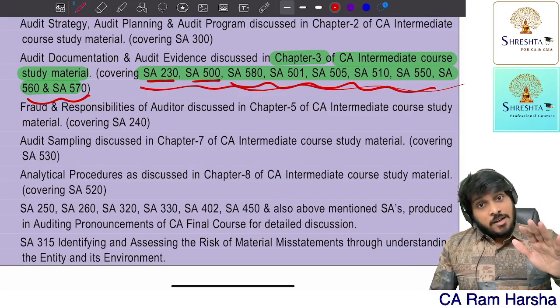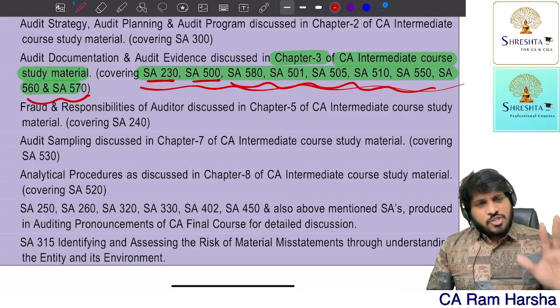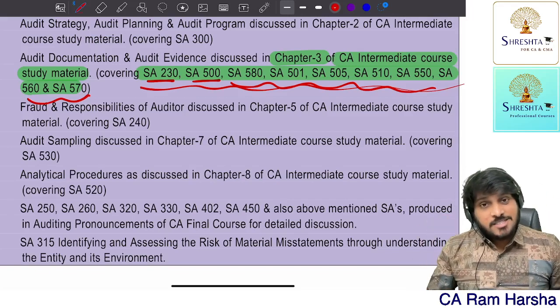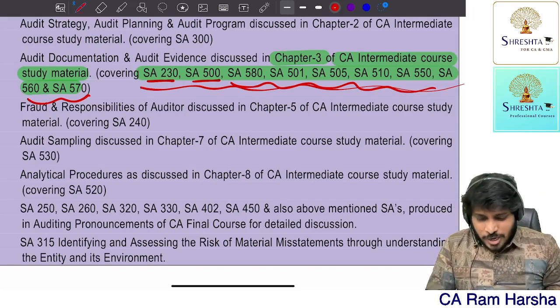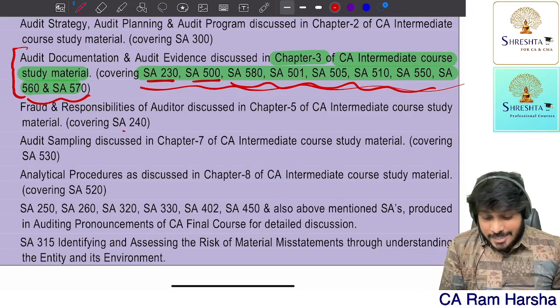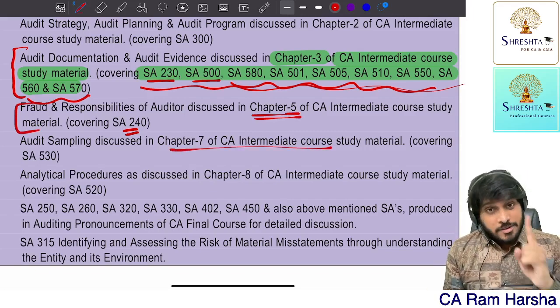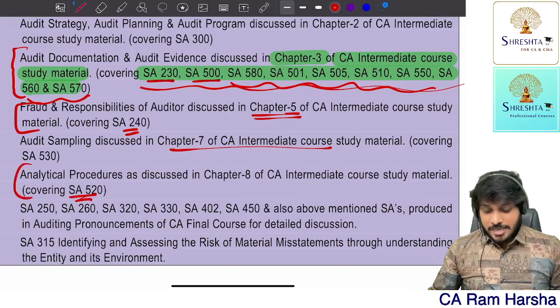They think that questions are being asked from the pronouncement. Does it mean the pronouncement is applicable? Do you need to read the entire pronouncement book? Yes, actually the answer is yes. And what is covered in the pronouncement is what is covered in the CA inter book. Not only that, for the SA 240 standard, they are asking you to refer to the CA inter fraud chapter. For audit sampling, they are asking you to refer to the CA inter material. For analytical procedures, SA 520, they are asking you to refer to the CA inter material.